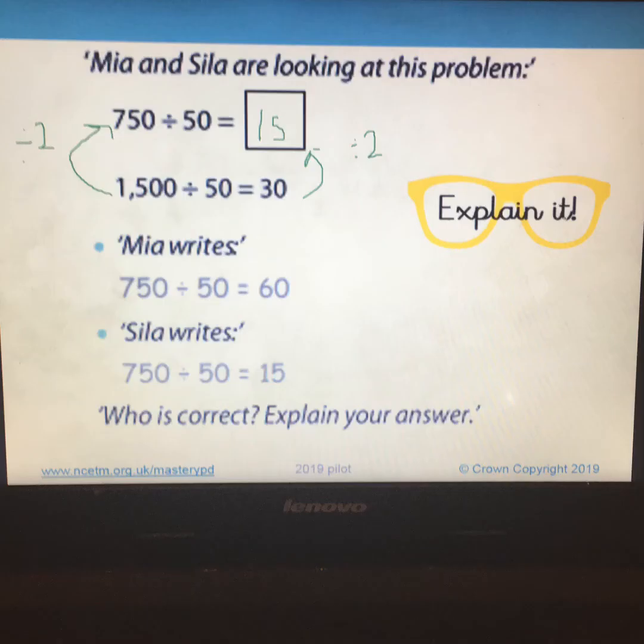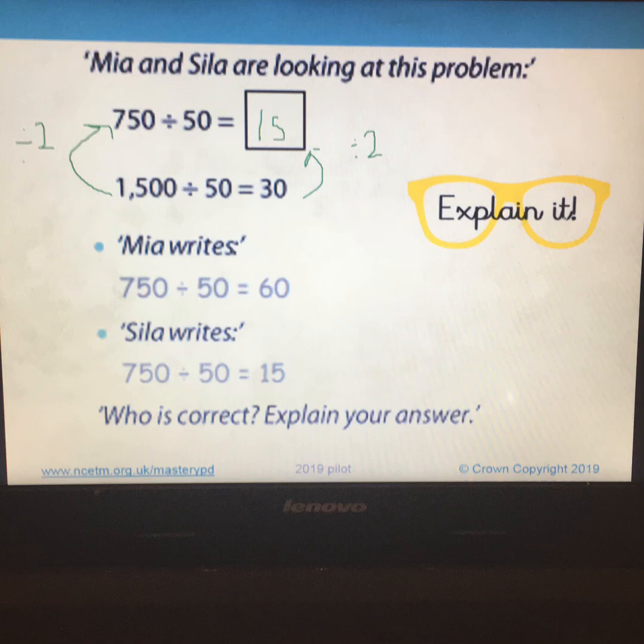Okay then, answer time. So for this one, you've got 1,500 divided by 50 is 30. Now, I know that half of 1,500 is 750 because half of 15 would be 7.5. Half of 14 is 7. 15 is 1 more. Half of 1 is 0.5. So half of 15 is 7.5. Half of 1,500 is 750. So I know that I've divided the dividend by 2, which tells me I need to divide the quotient by 2. 30 divided by 2 is 15. So I think that Sila is right.